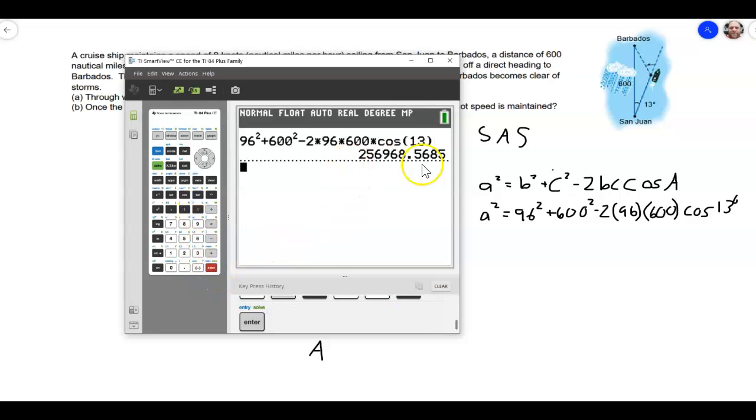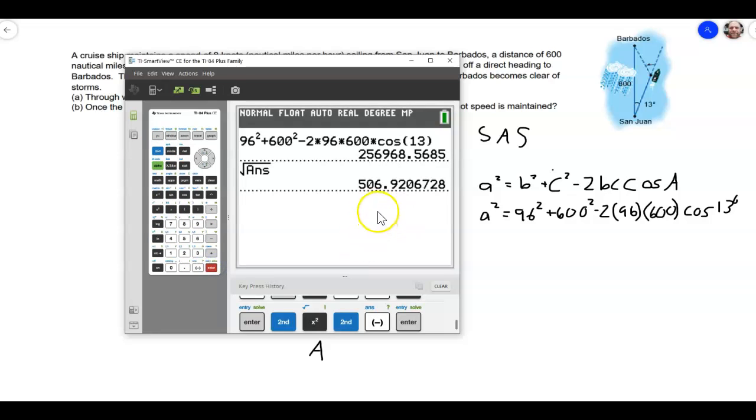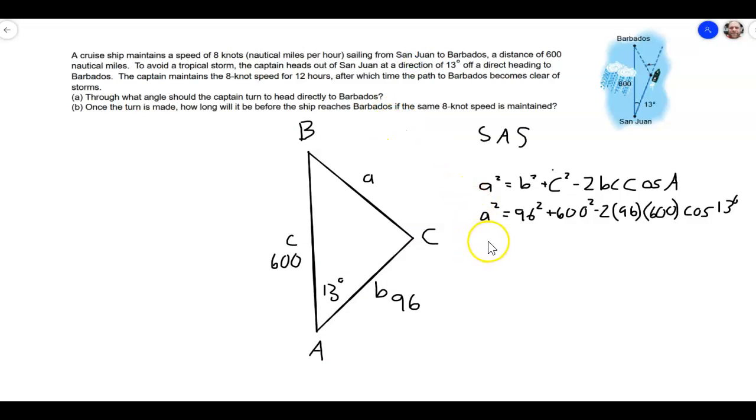And we get a huge number. Then we take the square root of both sides. I'm going to do second square root of my last answer, and I get about 506.9. So A is approximately, to one decimal point, 506.9. All right, so I'll write this 506.9.